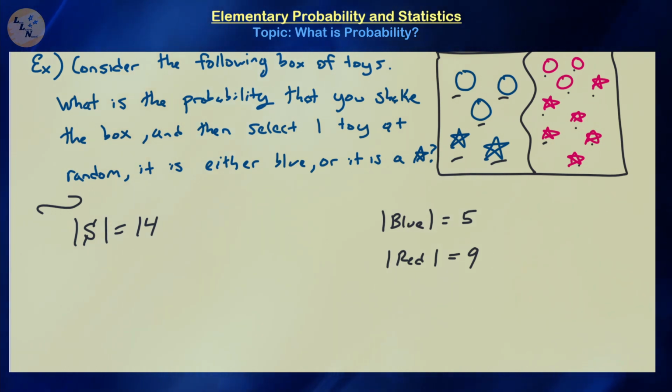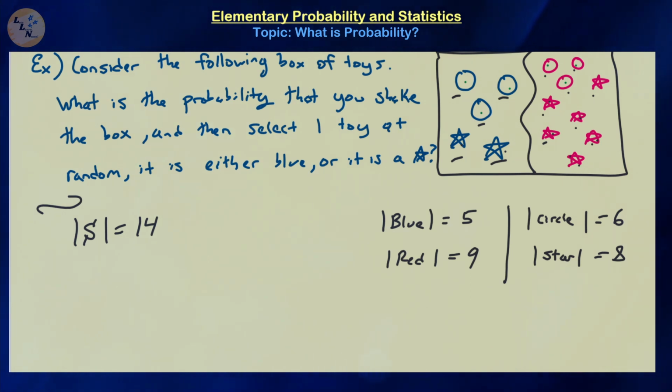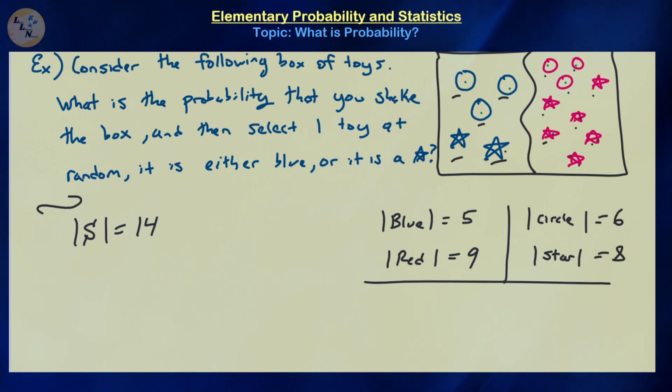Now, that is not the only way to partition my sample space. You could partition it based on shape. For example, the size of my circles is going to be what? Let's count them: 1, 2, 3, 4, 5, and 6. So I have 6 circles. And how many stars do I have? 1, 2, 3, 4, 5, 6, 7, and 8. Again, circles and stars partition my sample space, so 6 plus 8 should be equal to 5 plus 9, which is indeed 14, right?